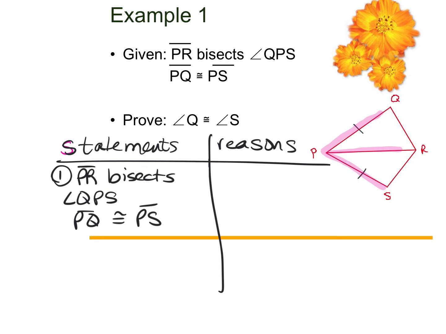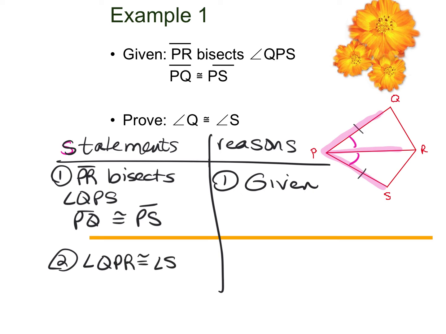So then that tells me that it has now created 2 congruent smaller angles. Now, I can't just label the picture. I actually have to state the 2 congruent angles in my proof. So now that could be my second statement, showing what that angle bisector did, and it created angle QPR congruent to angle SPR. And that reason is definition of an angle bisector.